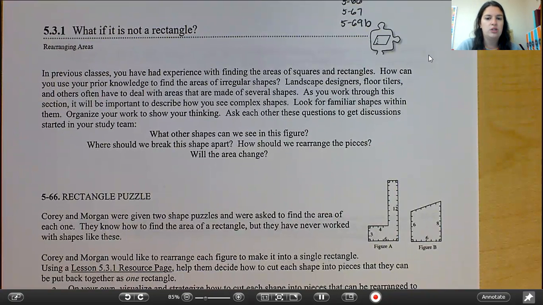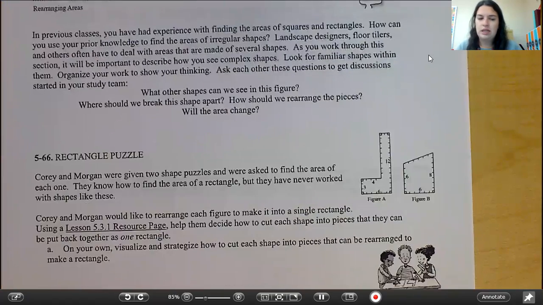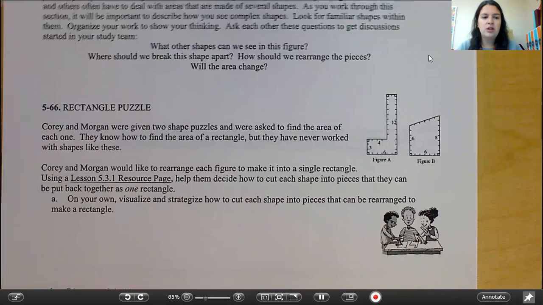Ask each other these questions to get discussion started with your study team. What other shapes can we see in this figure? Where should we break this shape apart? How can we rearrange the pieces? Will the area change? So, problem 5-66, rectangle puzzle.